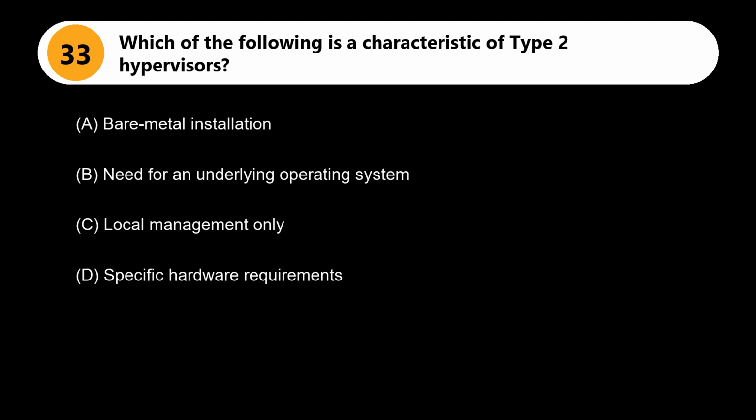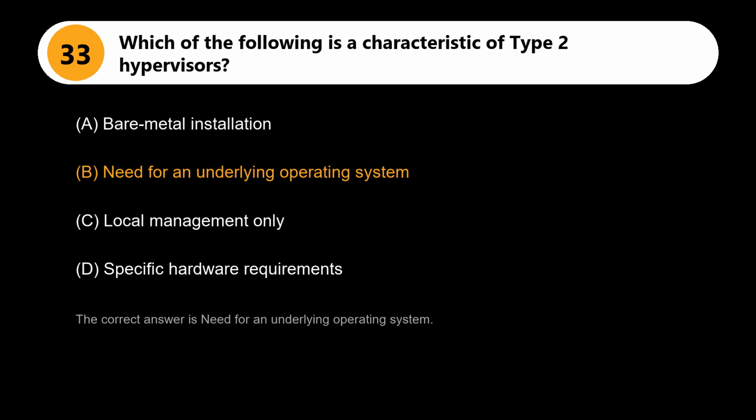Question 33. Which of the following is a characteristic of Type 2 hypervisors? Option A, bare metal installation. Option B, need for an underlying operating system. Option C, local management only. Option D, specific hardware requirements. The correct answer is option B, need for an underlying operating system.